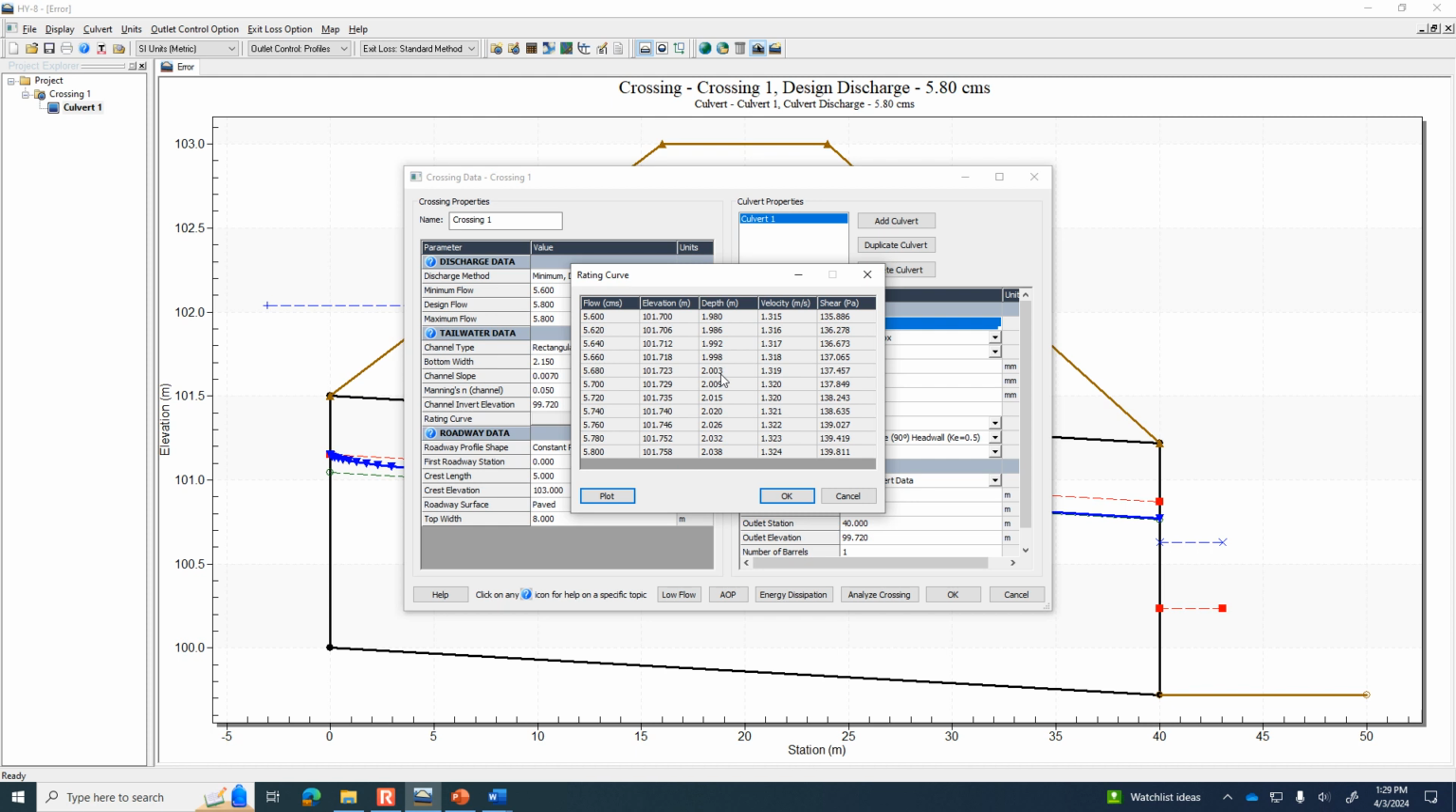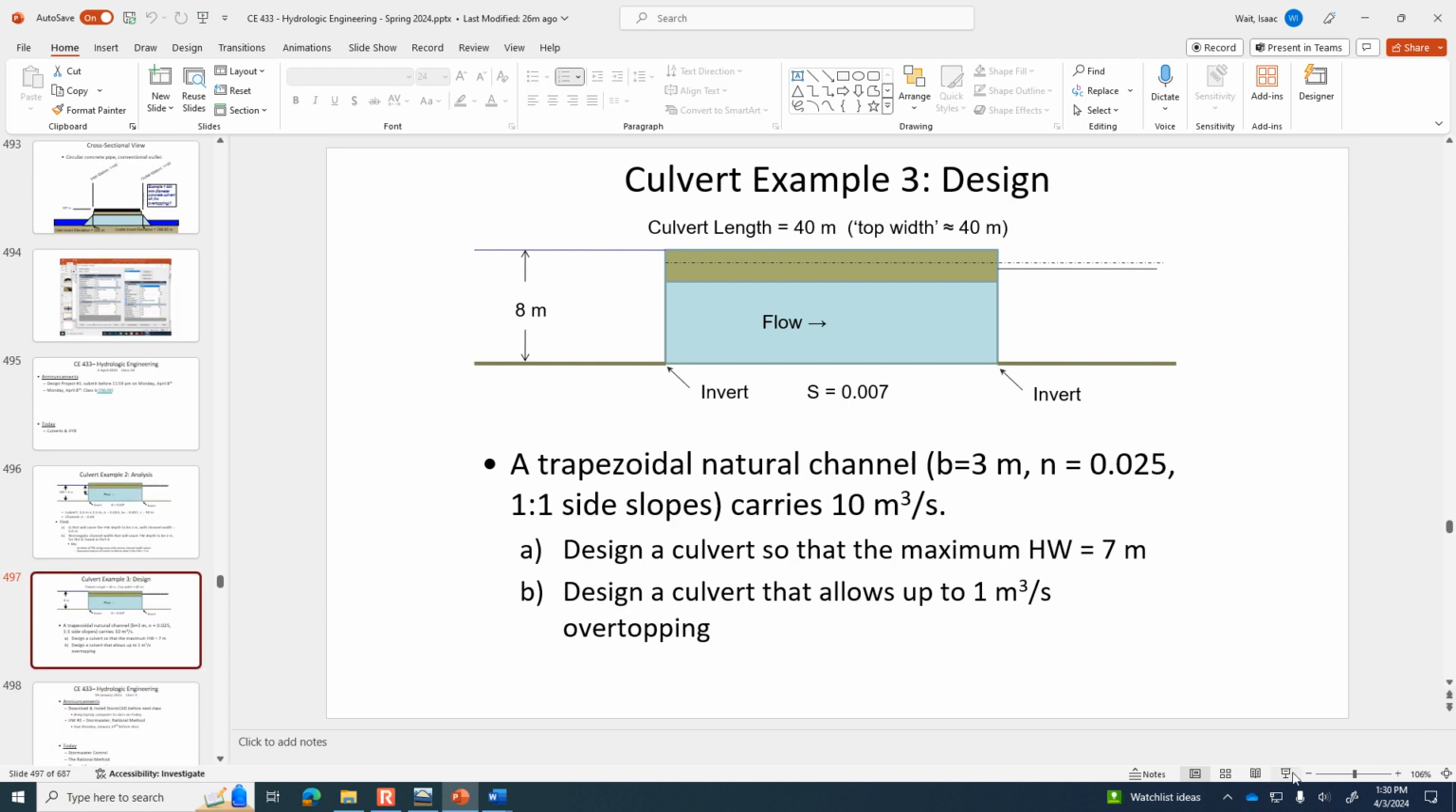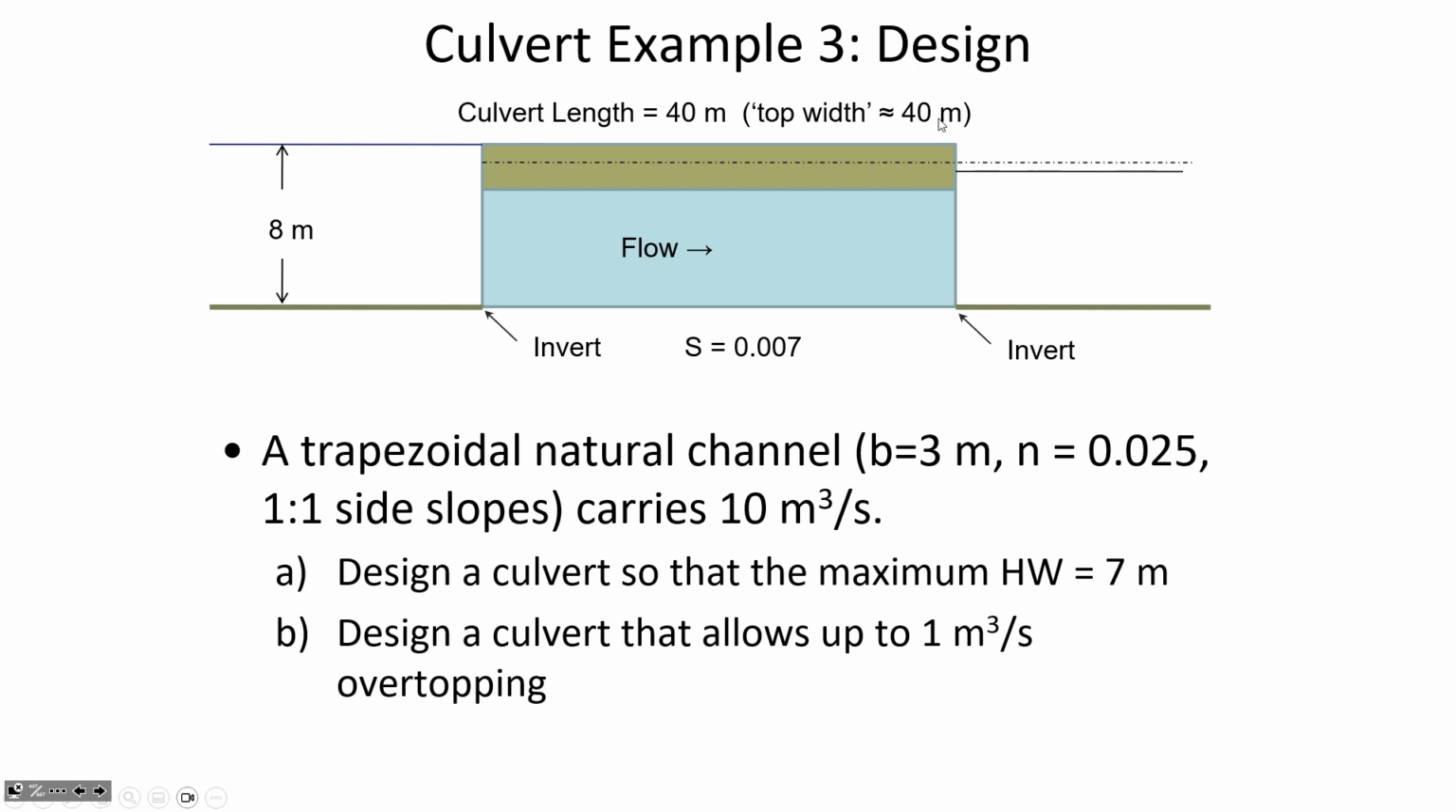Just for this next problem, I'm asking you to consider a culvert which is 40 meters long and has a top width of 40 meters. The height from the bottom of the channel to the roadway surface, 8 meters there. We want to carry 10 cubic meters per second. It's a trapezoidal channel, so the bottom width is 3, 1-to-1 side slopes. You can see the end value.